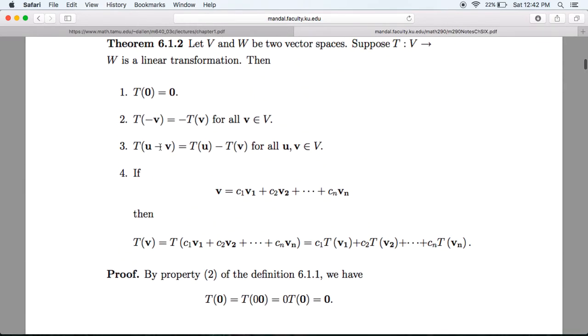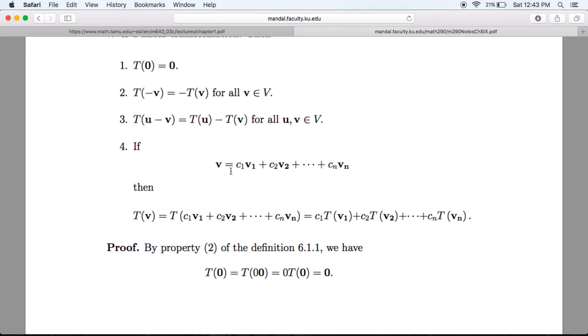Another property is that T(u) minus T(v) is T(u minus v). This too can be followed from the properties of linear transformations and the definition of linear transformation. And another important property is that if v can be written as a linear combination of v1 to vn, then T of v will be written as a linear combination with the same scalar coefficients.